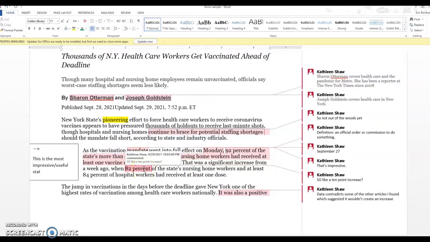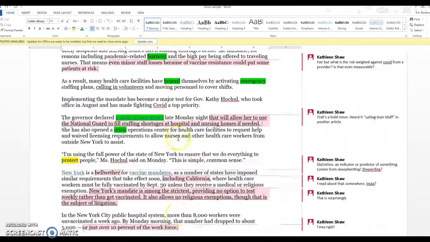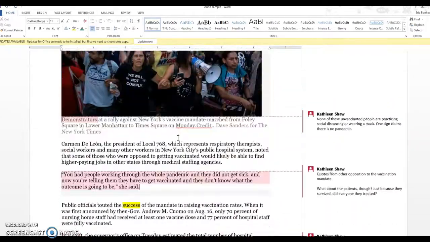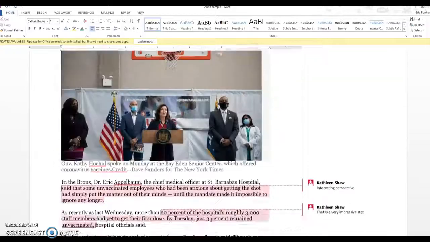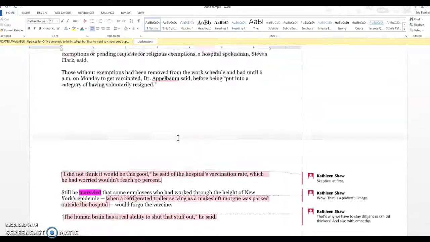So you can see that it isn't just on one page. Every single page of this document is marked up.